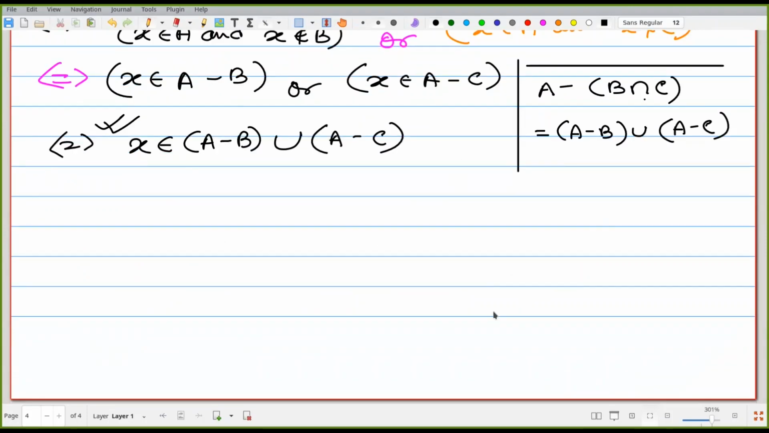So up to that, whatever the equalities are, we have seen how to prove them using the variable method, and how we can also prove them using the Venn diagram. That will be discussed after some time.